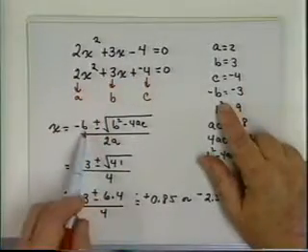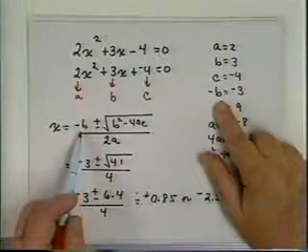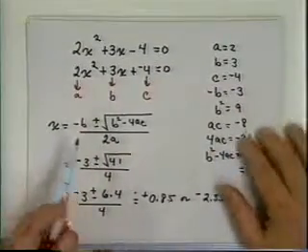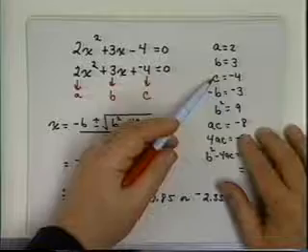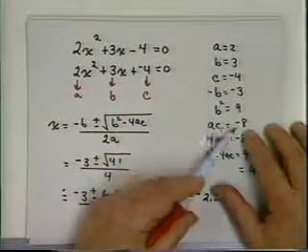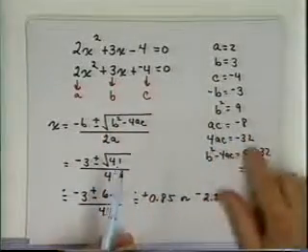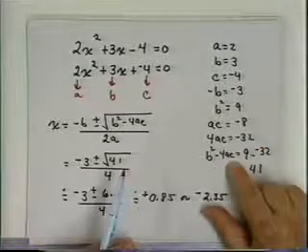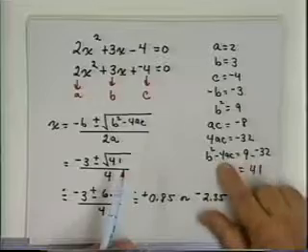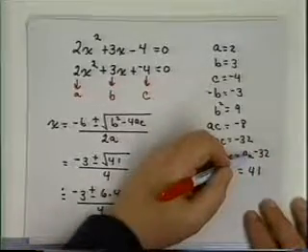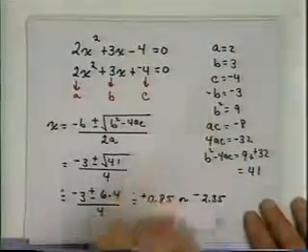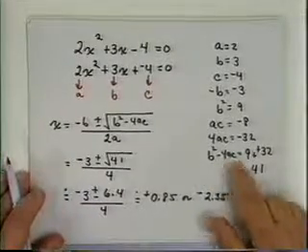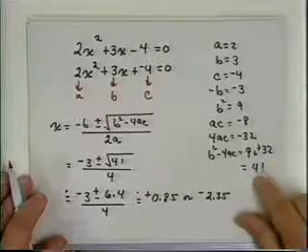And now we just start filling in for the formula. If b is 3, negative b, the opposite of b, is negative 3. b squared will be 9. If a is 2 and c is negative 4, a times c will be negative 8. So 4ac will be negative 32. So what's b squared minus 4ac? b squared is 9 minus negative 32. To subtract negative 32 is the same as adding 32. So b squared minus 4ac is 9 plus 32, which is 41.